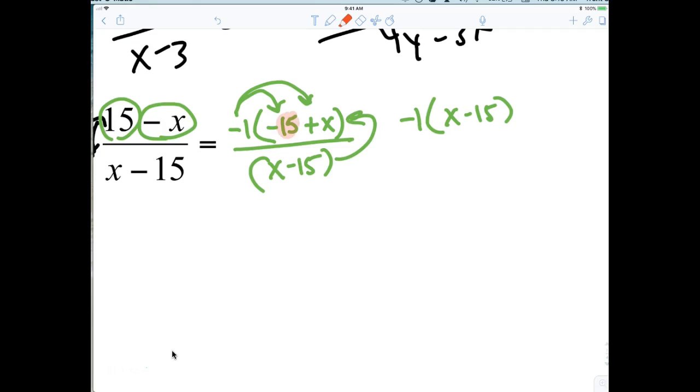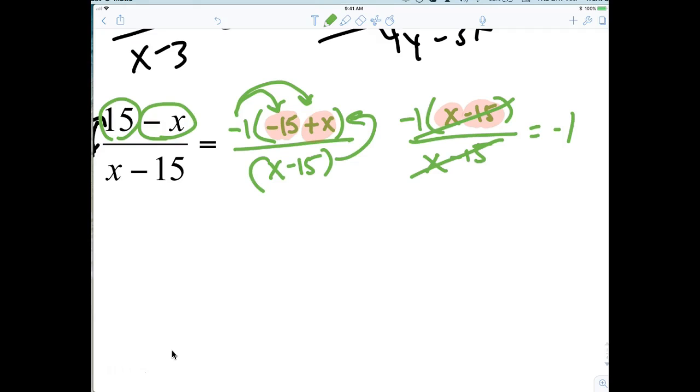Look right here, just so you can visualize. See that negative 15? That's negative 15. See how this is positive x? That's positive x. So they're the same. Do you agree now? So negative 15 plus x is the same as x minus 15, right? Over x minus 15. Now do the x minus 15s cancel? Because they are the same. And what are you left with? There you have it, kiddo.